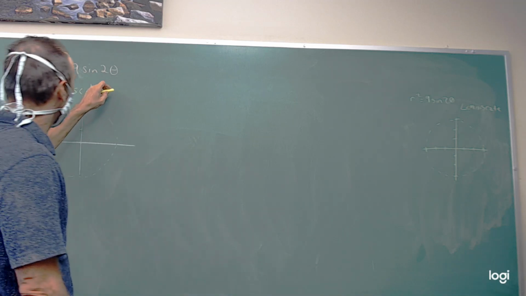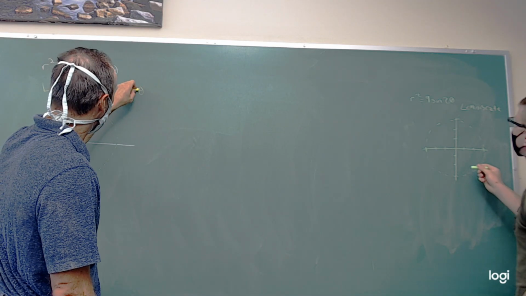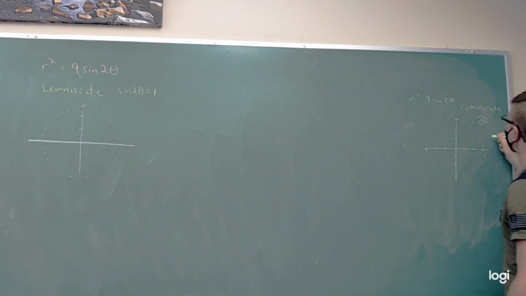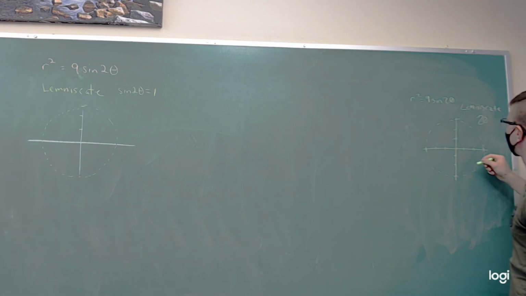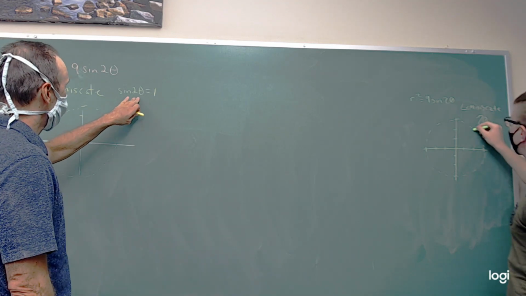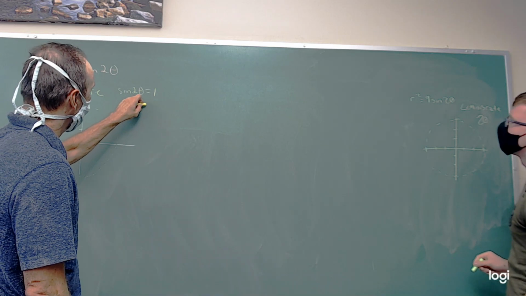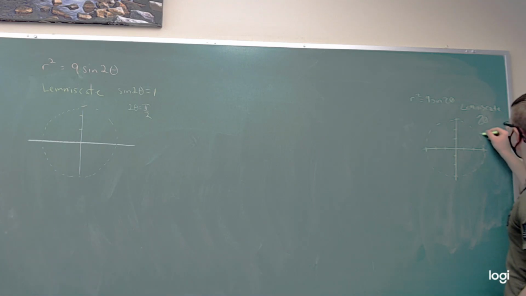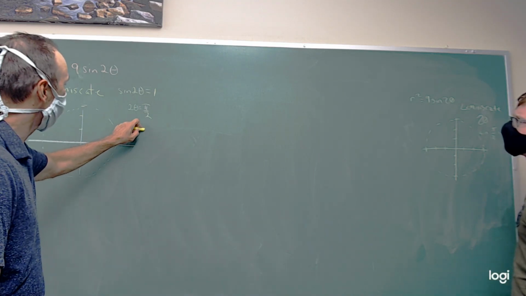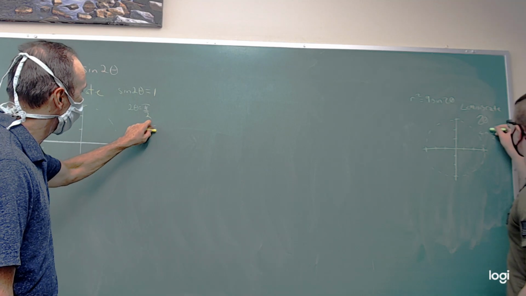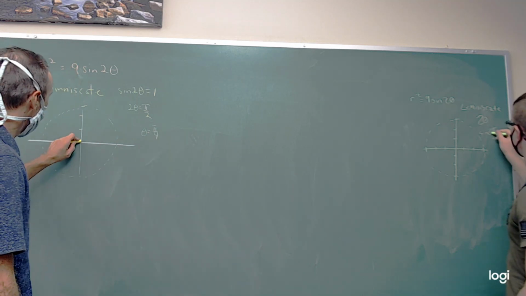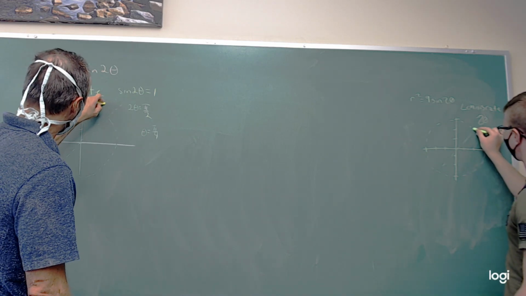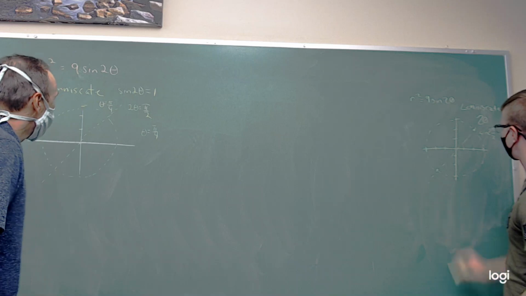The question is, where is sine 2 theta going to be its biggest? It's going to be where this is oriented. And since sine of pi over 2 is 1, that means that 2 theta must be pi over 2, which is going to tell us that theta is pi over 4. So our lemniscate is going to be oriented on the line theta equals pi over 4.